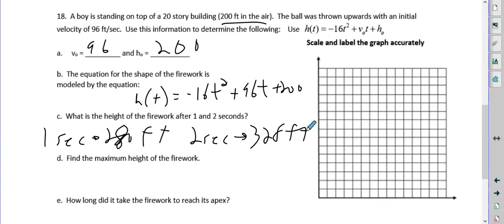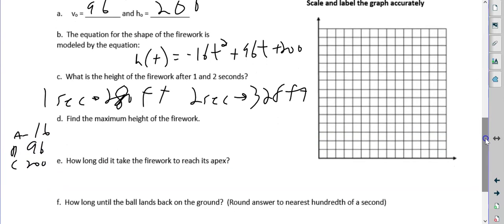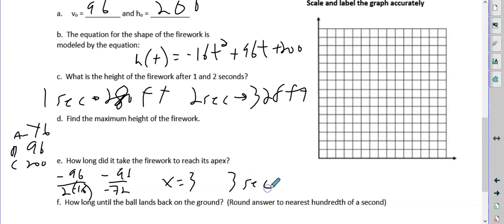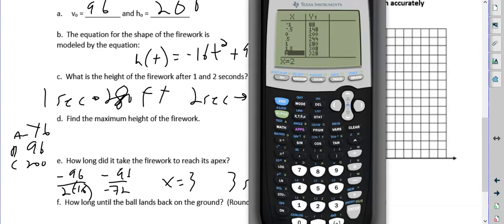Find the maximum height. Well, again, we need to identify A, B, C. Really just A and B, but good practice. 96 and 200. So, how long does it take to get there? Opposite of B, I'm not doing plus or minus, I'm thinking of the quadratic formula, over 2A. So that's -96 over 32. Sorry, this should be negative there. That should be negative. That makes this negative, and that goes in to 96 3 times. So 3 seconds. Where will it be at 3 seconds? Go back to the calculator. Let's look. 344 feet.